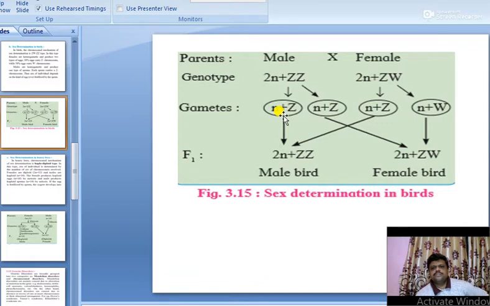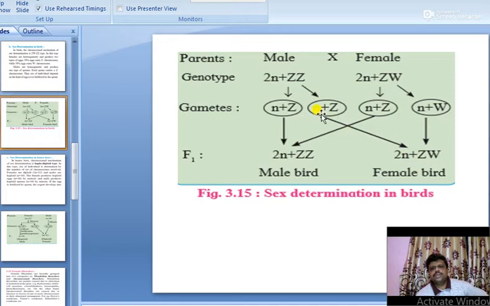So when this sperm fuses with the egg, this will be the male because this Z combines with this Z. So 2n plus ZZ. So this should be the male. Okay, so this is homogametic. Both sex chromosomes are of similar type, that is the ZZ chromosome. So this is a male bird.